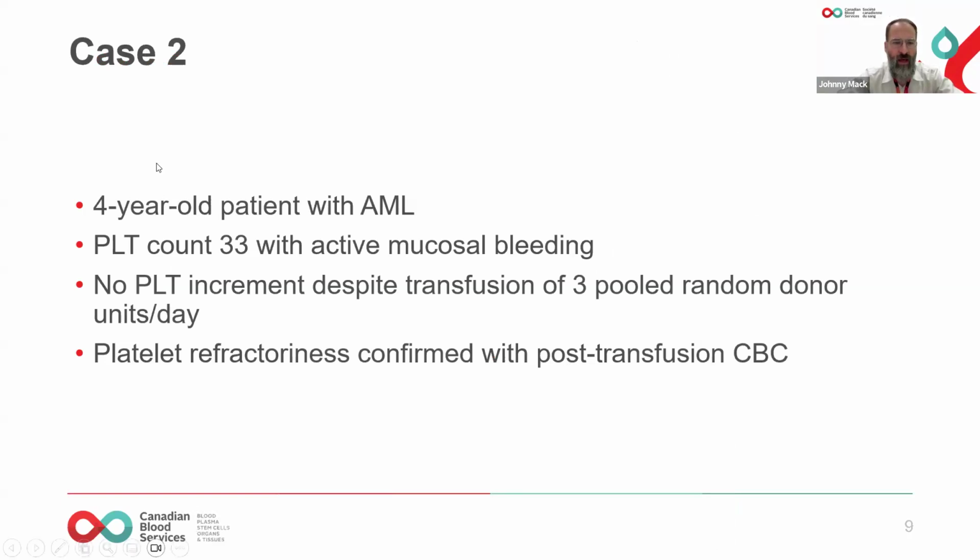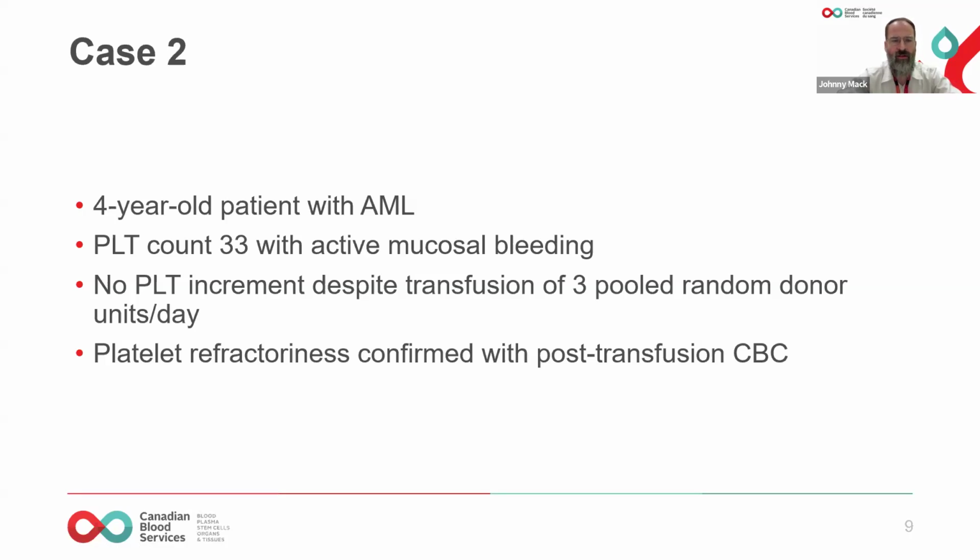So this was a case that we had of a 4-year-old patient with acute myeloid leukemia, who had thrombocytopenia, not surprisingly, and complicated by active mucosal bleeding, quite a bit of epistaxis, as well as gum bleeding. It was quite distressing to the family and the patient, and was requiring quite a bit of transfusion support.